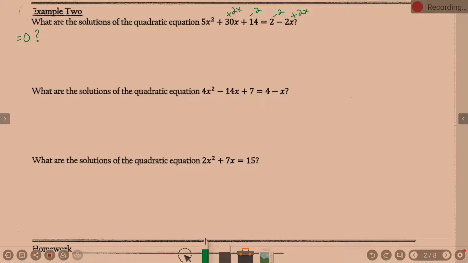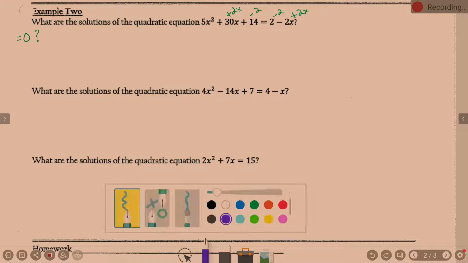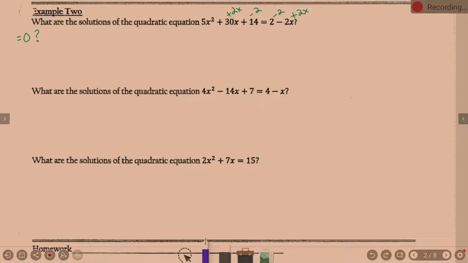Are we okay with what I'm doing there? Yeah. And I'm going to do both steps at once here. We're going to write out what we have. So I still have 5x squared. 30x plus 2x is 32x. Plus 14 minus 2 is plus 12. And now we can say it equals 0. Stop me if you have a question. Okay, don't let me keep going and confuse you. So all I've done at this point is make it equal to 0.